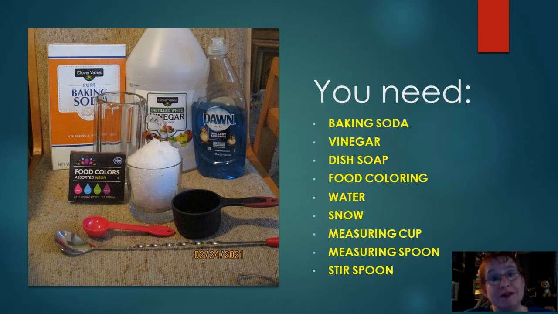So you're going to need some baking soda, vinegar, dish soap, food coloring, water, snow, a measuring cup, a measuring spoon, and a stir spoon. And since this is a chemical reaction, you will need your parents' permission. So let's go to the lab.